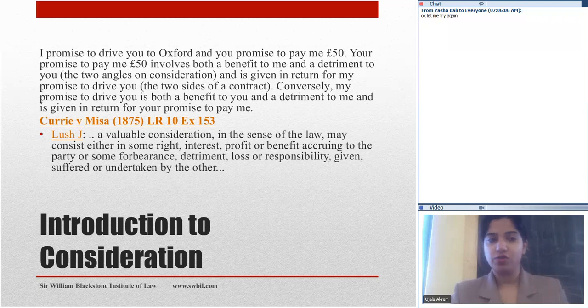So the definition of consideration was derived from the case Currie versus Misa, and the definition was by Lush: a valuable consideration in the sense of the law may consist either in some right, interest, profit, or benefit accruing to the party, or some forbearance, detriment, loss, or responsibility given, suffered, or undertaken by the other. So if you look at the example again, you will see that it fits this definition. There is a benefit to one party and a detriment to the other, and looking at the other side of the contract, there is a detriment to the other party and benefit to the other party.